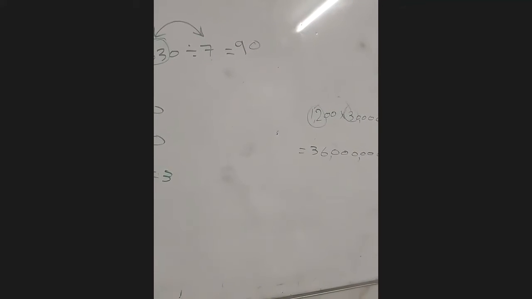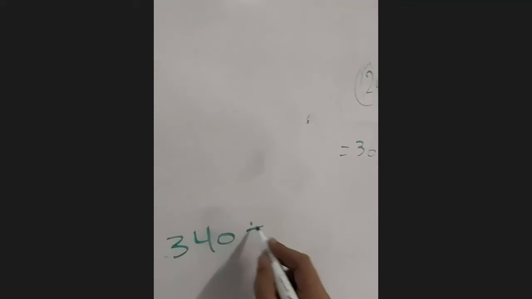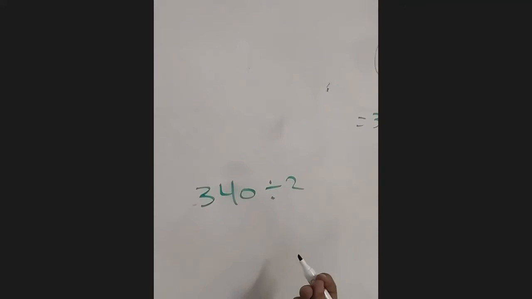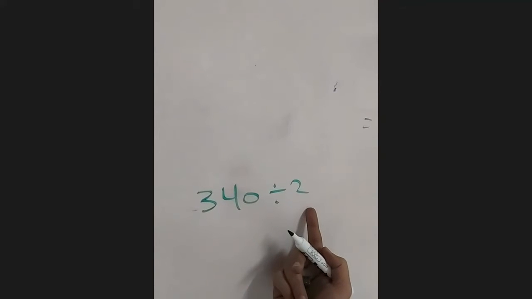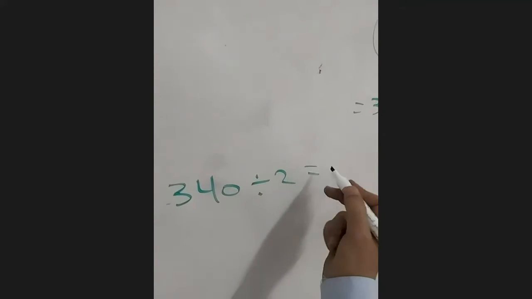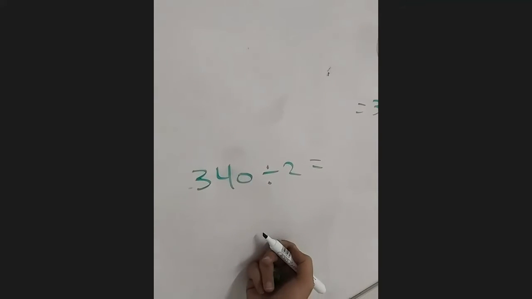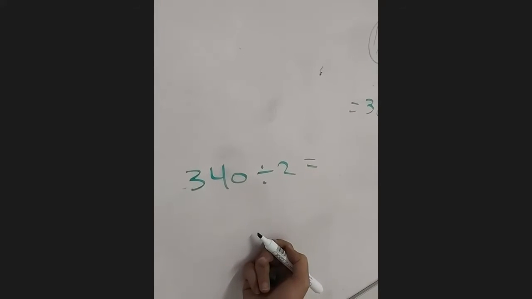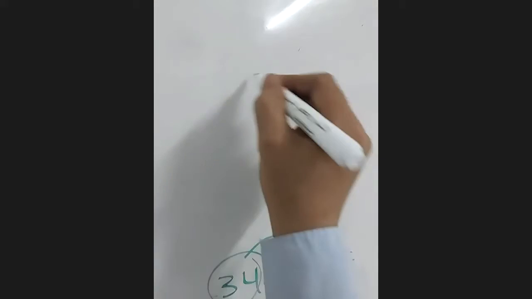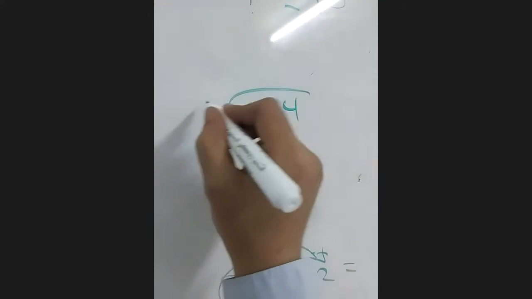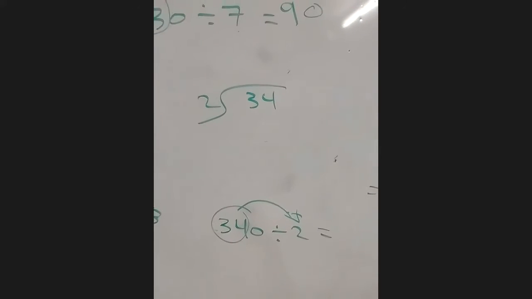Like 340 divided by 2. What will we do? 340 divided by 2? Stop here. Do we have zeros to cross? No. We divide 34 by 2 normally. You know that, yesterday we took that, right?